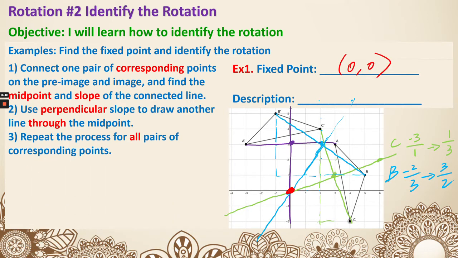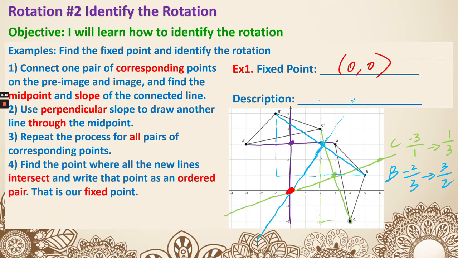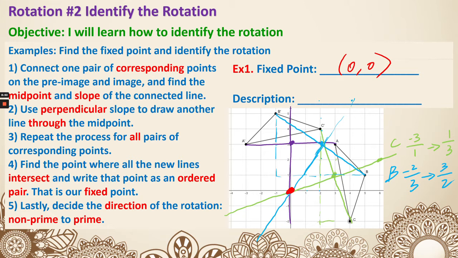So step 3, we repeated for all the pairs of points, and now for number 4, we are finding the point where all of these new lines intersect, and that is where they're intersecting. That is our fixed point. Lastly, we just need to decide the direction of rotation. You can just use one pair of points. So for example, I'm just going to use A to A prime. And clearly from A to A prime is going in that direction. So that direction is counterclockwise and it's 90 degrees.